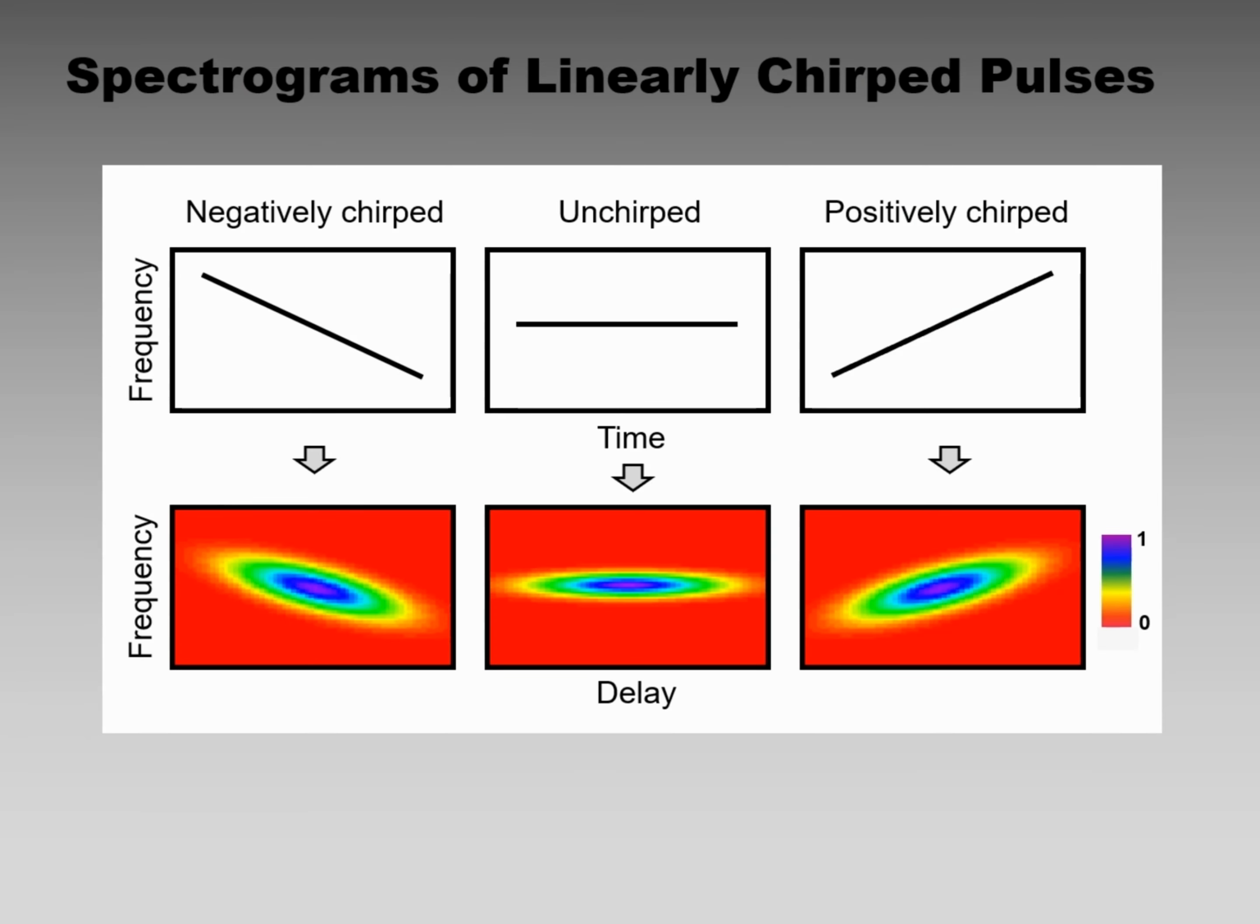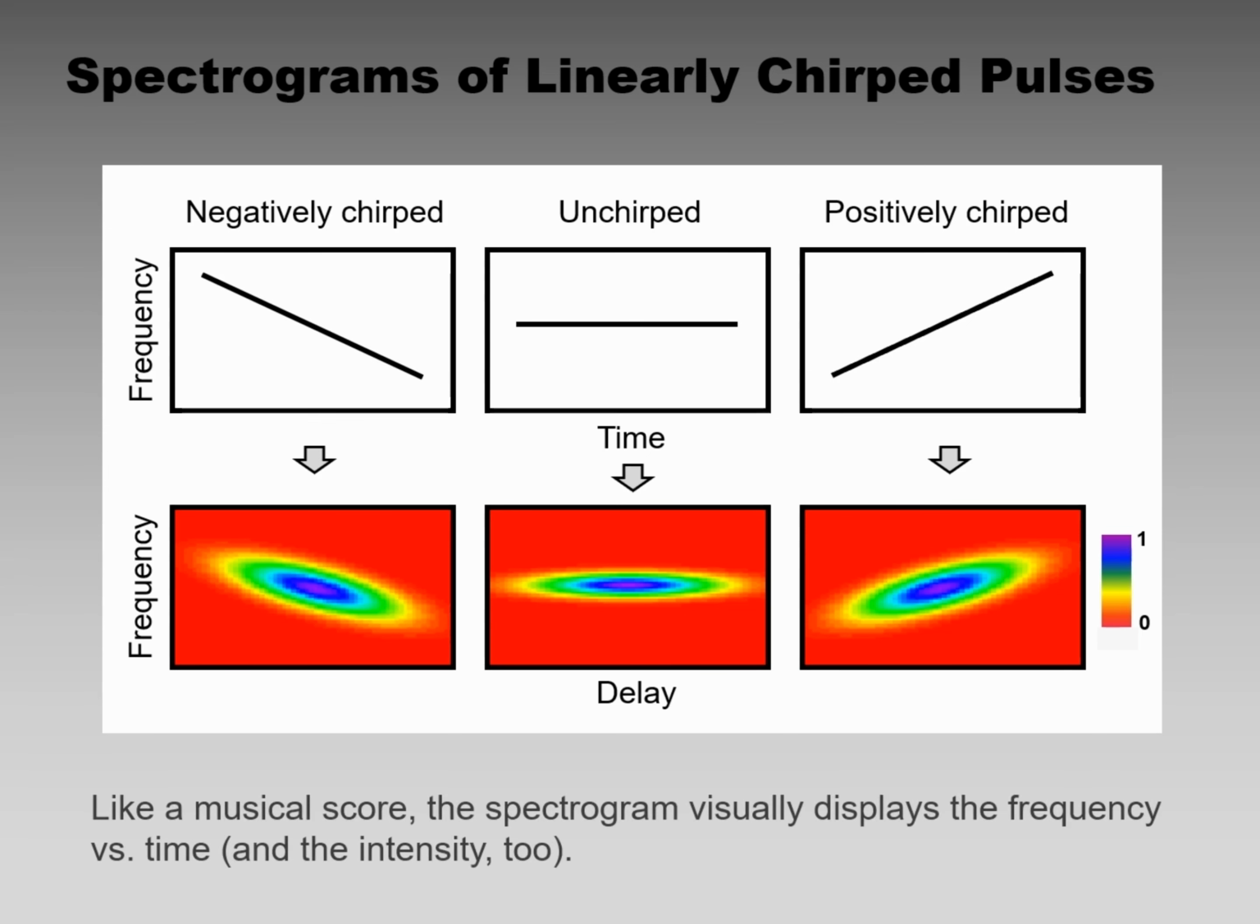And here are spectrograms of linearly chirped Gaussian pulses, where you can see that the slope of the spectrogram reflects that of the pulse frequency versus time, and the intensity versus delay of the spectrogram tells us the pulse intensity versus time. Like a musical score, the spectrogram visually displays the frequency versus time and the intensity as well.